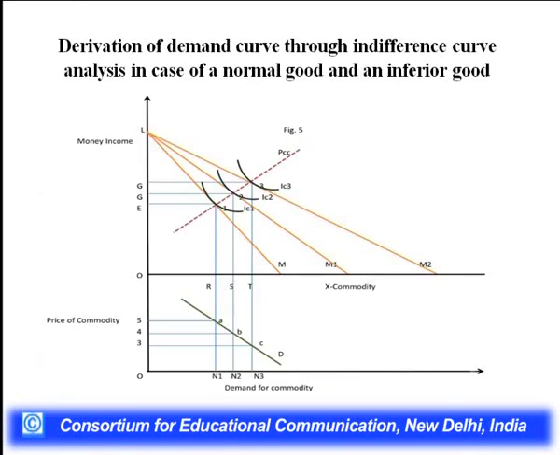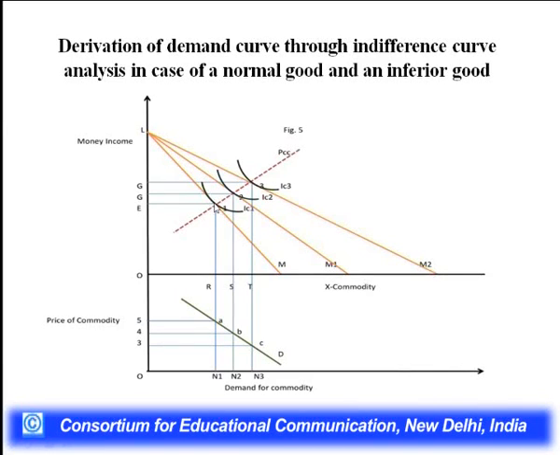Now we will see how we can derive the law of demand with the help of indifference curve analysis. Firstly, we will take the case of a normal commodity and an inferior good. In the upper diagram, we have shown money income on the y-axis and X commodity on the x-axis, and in the lower diagram, we have taken price of the commodity on the y-axis and demand for the commodity on the x-axis. In the upper diagram, we have shown the price consumption curve. Three price lines LM, LM1, LM2 are there showing the fall in price, and PCC shows the price effect.